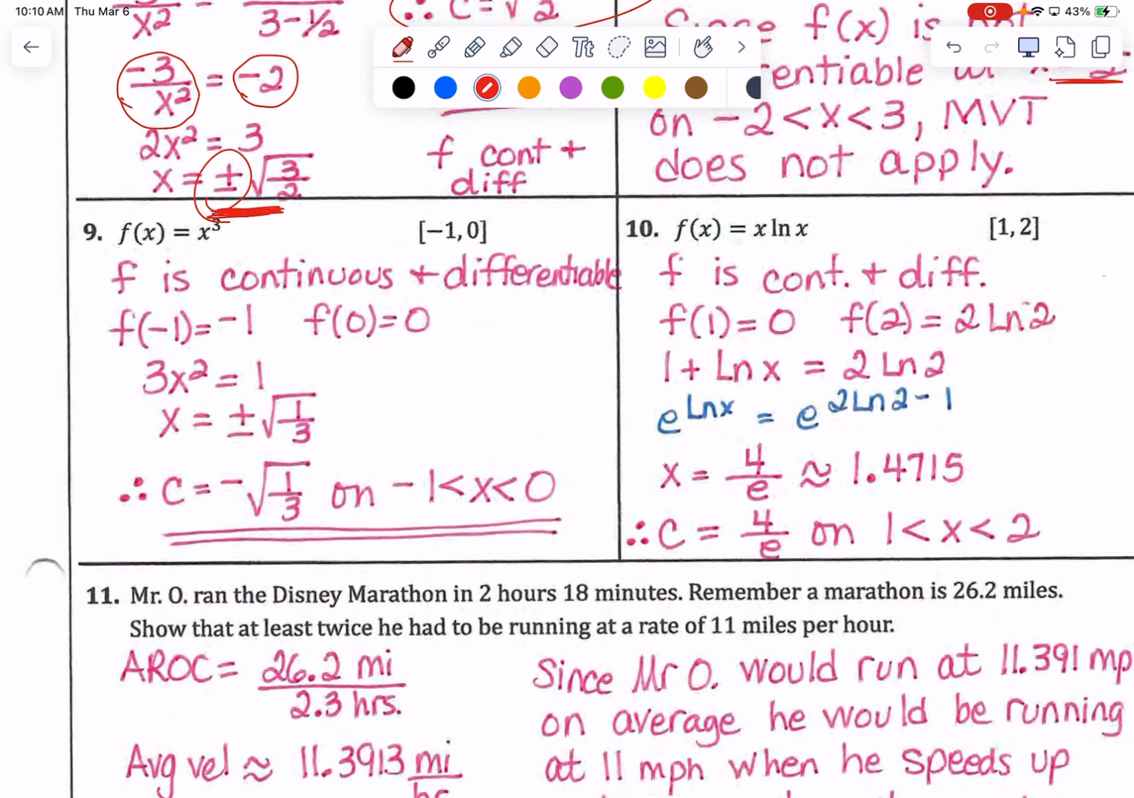Anyways, this right here, MVT doesn't apply for that one, so sorry, Megan. That was my fault. And then F, this one definitely works. It's going to work great for this one. The only thing that works is negative 1 square root of 1/3.